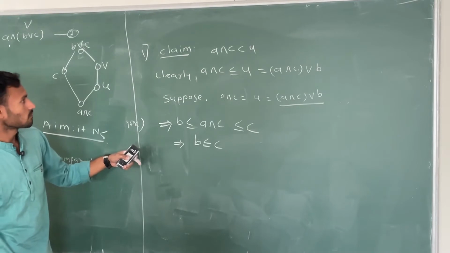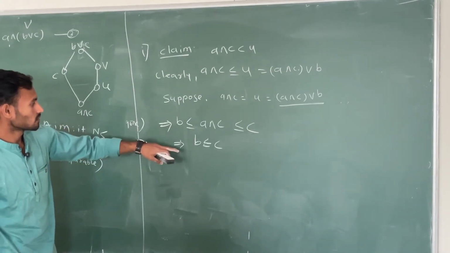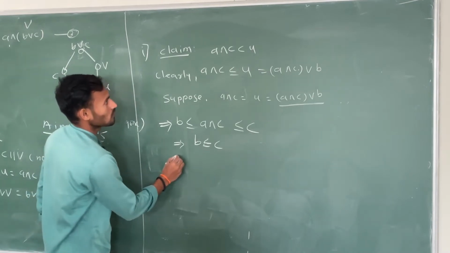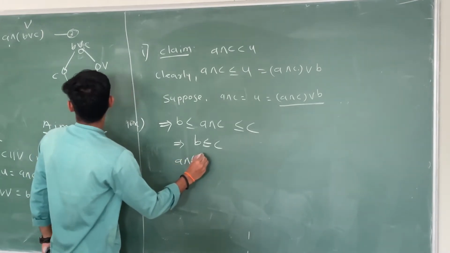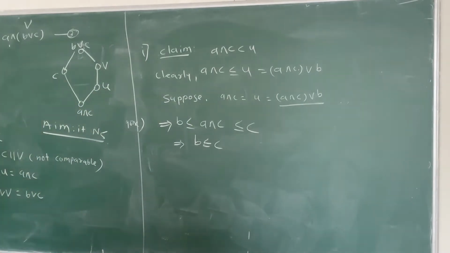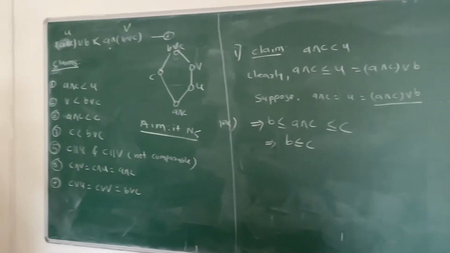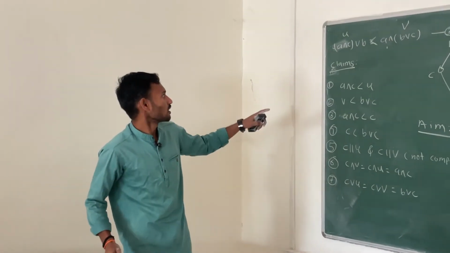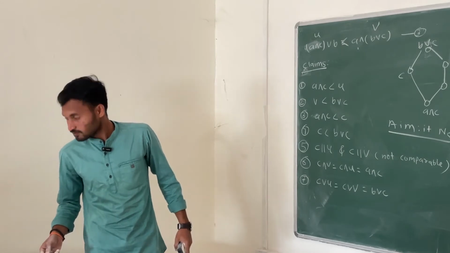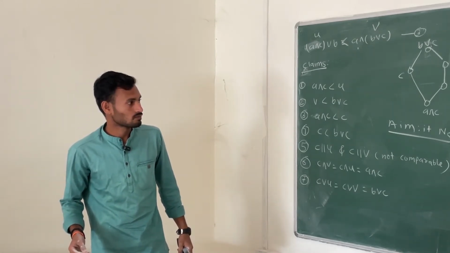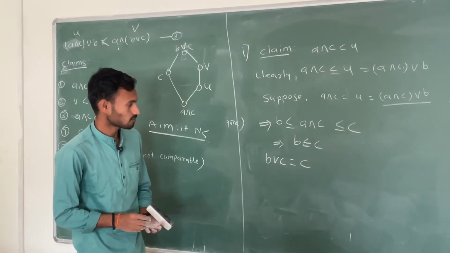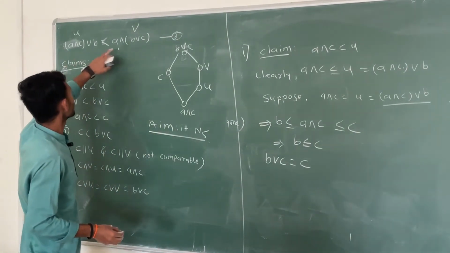Now, if we take A meet B join C, or A meet C join B, see, B is less than or equal to C. So therefore, what is B join C? B join C equals C. So now you check that third one, you get a contradiction.